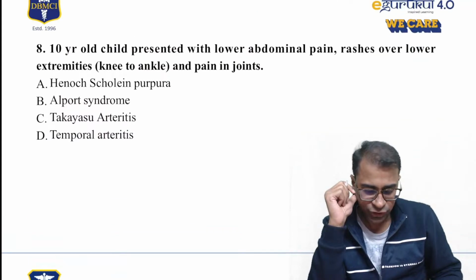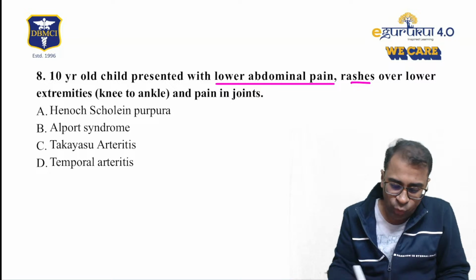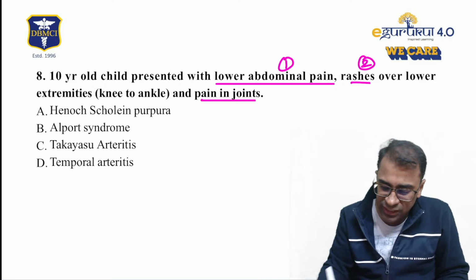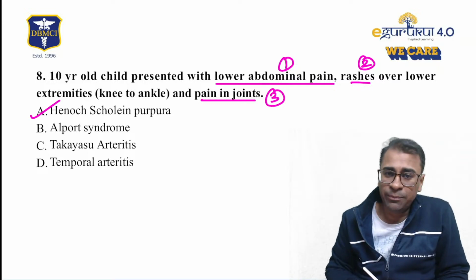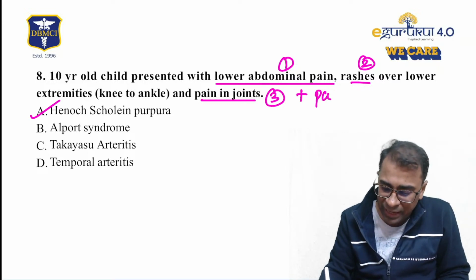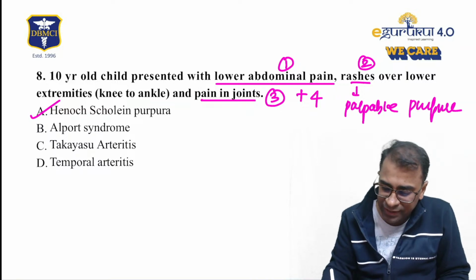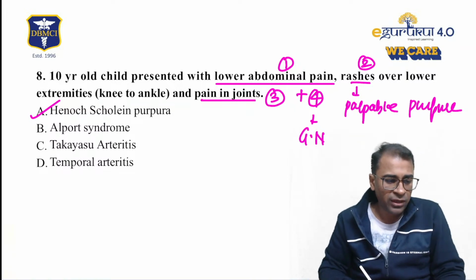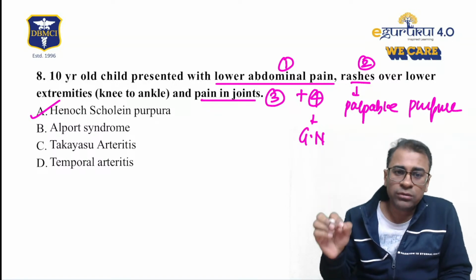A 10-year-old child presents with lower abdomen pain, rashes over the lower limbs, and pain in the joints. What is this? There is abdominal pain, rashes, and arthritic pain. Yes, it's a case of Henoch-Schönlein purpura, along with palpable purpura. These are the rash of palpable purpura. If I ask you the fourth finding, it is surely glomerulonephritis. So these four findings would be Henoch-Schönlein purpura.